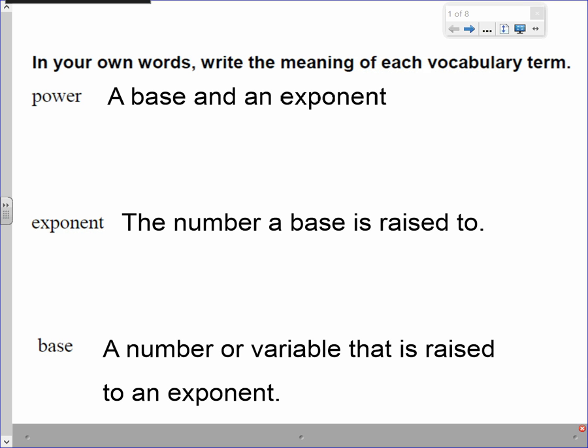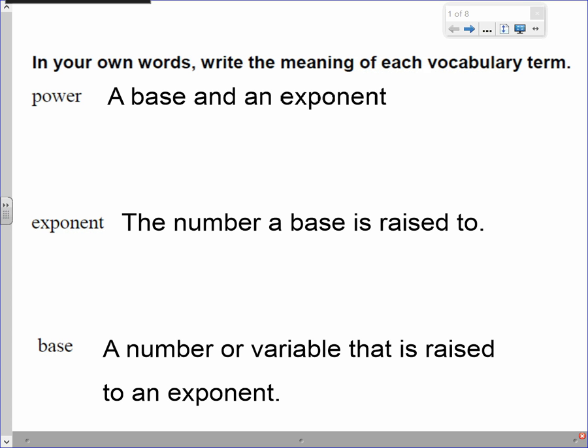The third word is base. A number or variable that is raised to an exponent. A lot of different words here. With one example, we're going to specify exactly what's going on here. Just write the definitions down and they're going to become clear right now with one example.